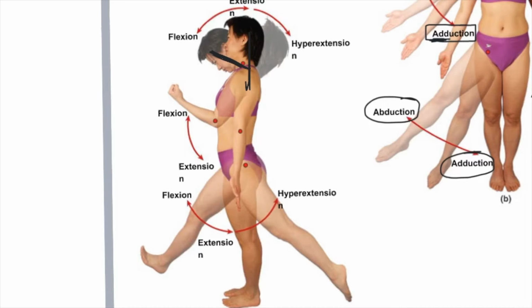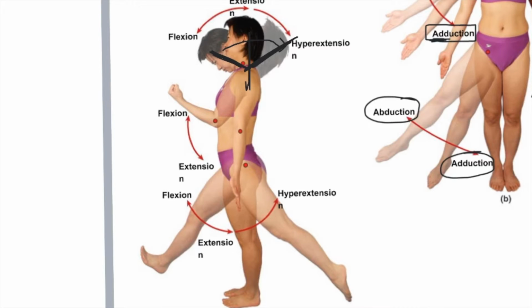So flexion, extension. If a joint has flexion, it's going to have extension. Same as if a joint has abduction, it's going to have adduction. Okay? Now some joints that have flexion and extension can actually extend beyond the anatomical position, and then we call that hyperextension.